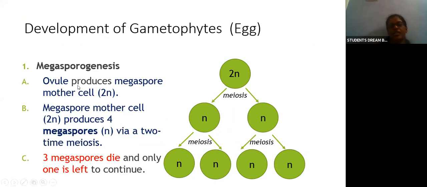So here a single megaspore mother cell is giving rise to 4 megaspores. Okay, we don't need 4 megaspores. We need a single fittest megaspore, we need a single egg. So only one will be left and all other 3 will die. Clear? Kavya, you're clear with this concept?